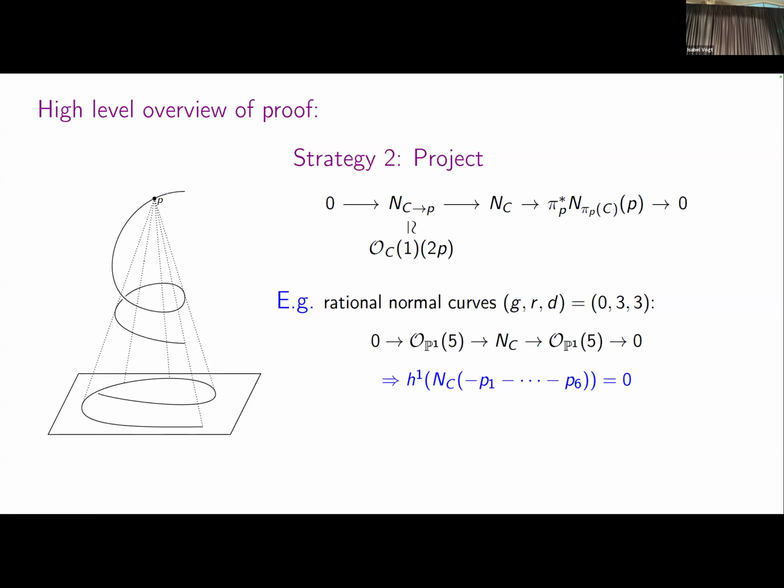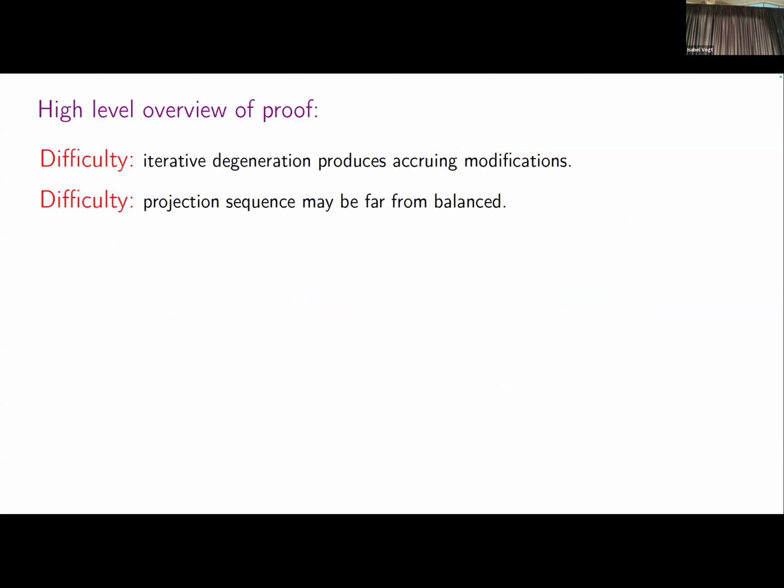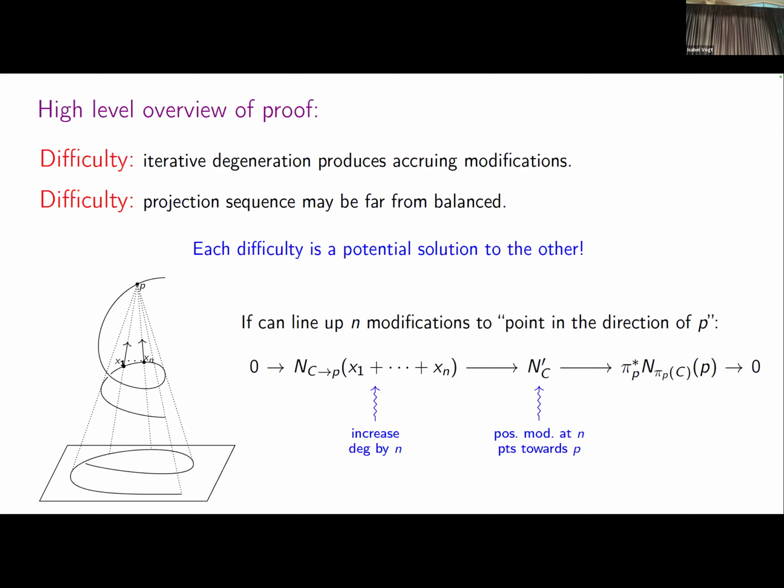But this strategy also has a difficulty, which is that this projection exact sequence was very nice in this case. It was balanced, right? The slopes of the sub and the quotient were the same as the slope of the central term. But in general, the degree of the sub is going to be smaller. And that is just the case in which this tells me nothing when I twist down by the right number of general points. So here are those two difficulties. And the last amazing thing I want to tell you is that each of these difficulties is a potential solution to the other difficulty. So why is that, in an impressionistic way?